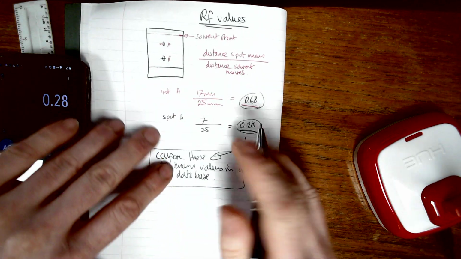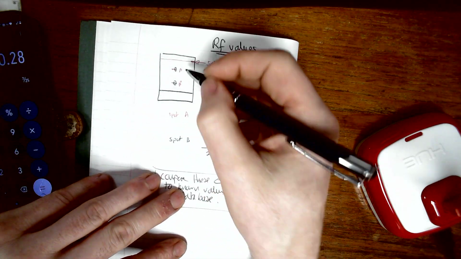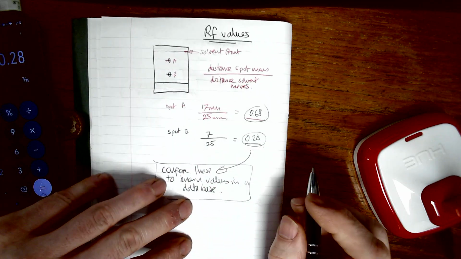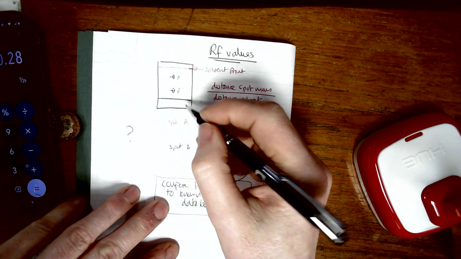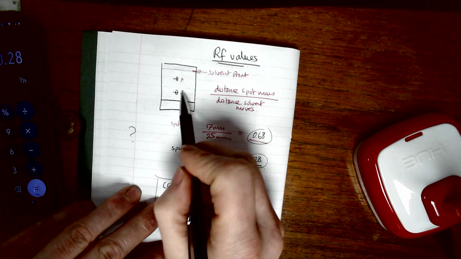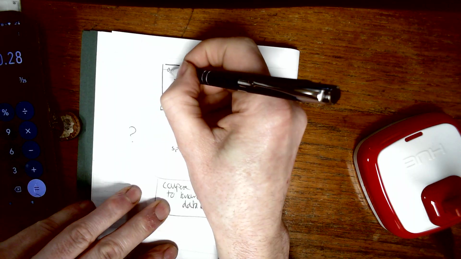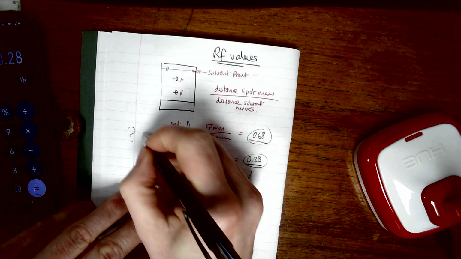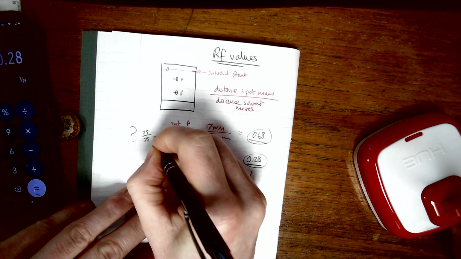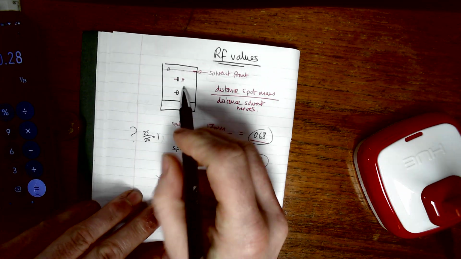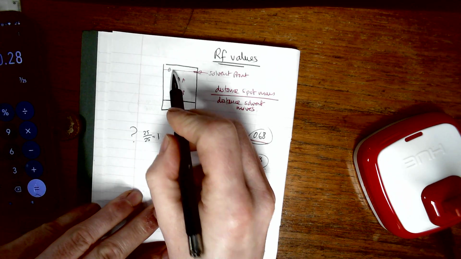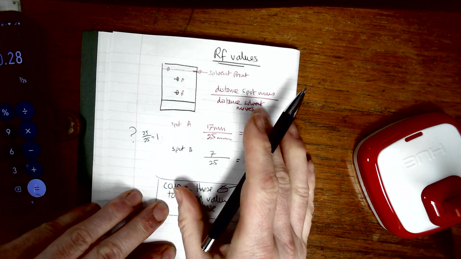So anyway, I'm just going to ask you a question. What do you think the biggest value for RF would be? Good question. Well, the biggest value would be if it moved all the way up here, like that, and that would be, in this case, 25 divided by 25. The biggest value for RF is 1, and that would be a substance that moved all the way with the mobile phase, didn't stick to the paper at all.